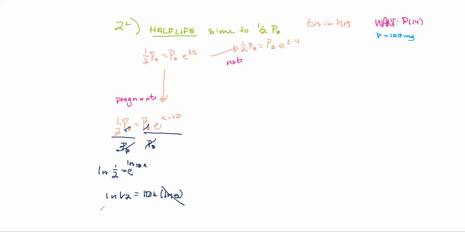The natural log of 1/2 is actually natural log of 1 minus natural log of 2, based upon our rules of natural logs, correct? And what is the natural log of 1? 0. So this is just the negative natural log of 2, which is equal to 10k. And then we divide by 10, so k in this instance is negative natural log 2 over 10. And a lot of the times when you are finding k's, they're going to have some form of natural log in them.